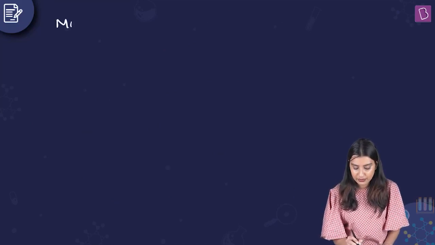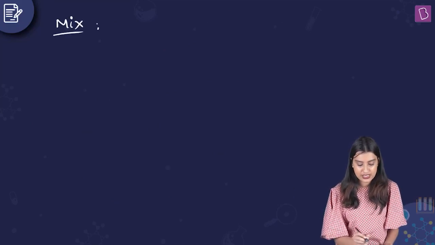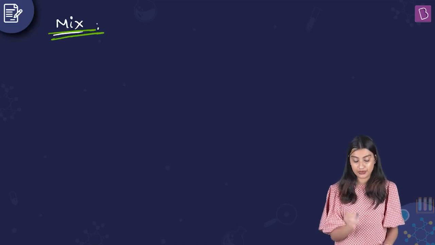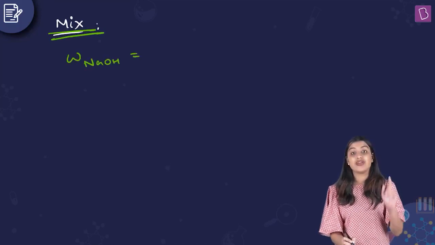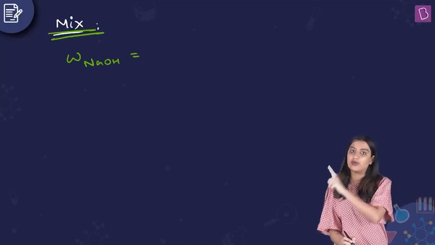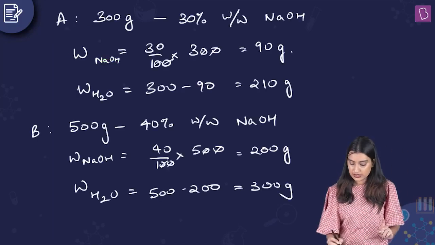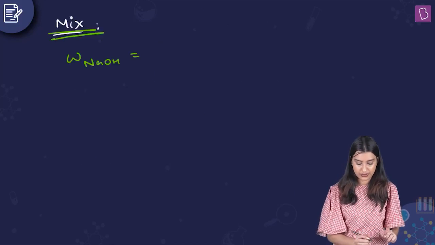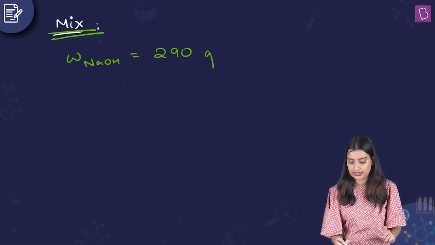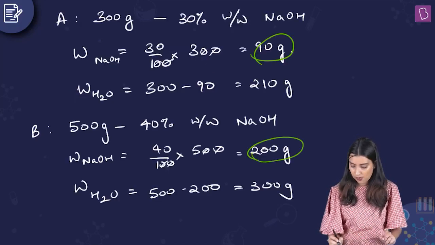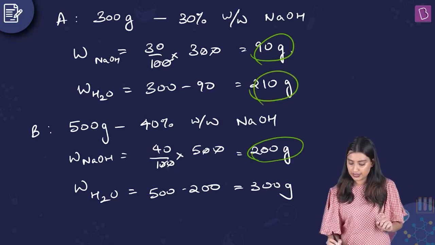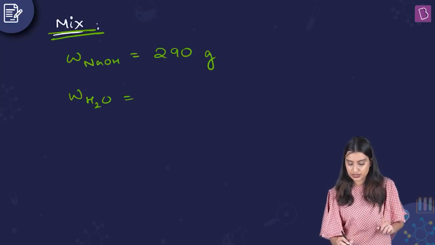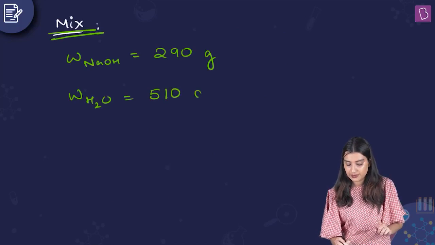Done? Okay. Now, look here. Total weight, when I come to the final mixture in which we have mixed solutions A and B both. So here weight of NaOH is going to be what? Weight of NaOH from A plus weight of NaOH from B, which is 90 plus 200. Okay, so here you will have 290 grams. Now weight of water is going to be weight of water in A plus weight of water in B. So 210 plus 300. This is going to be 510 grams.